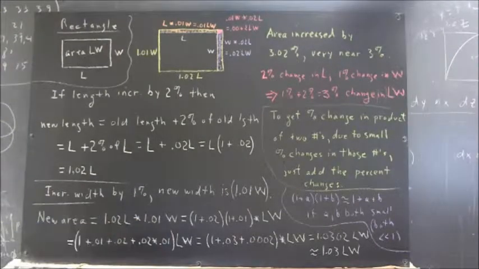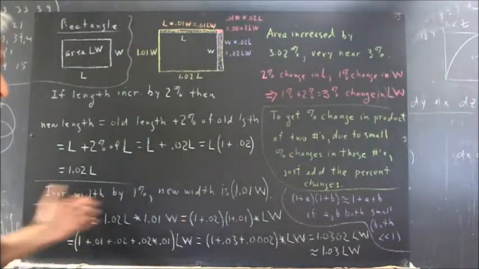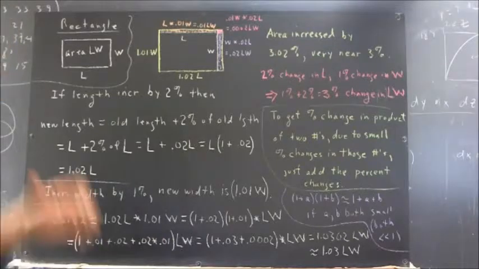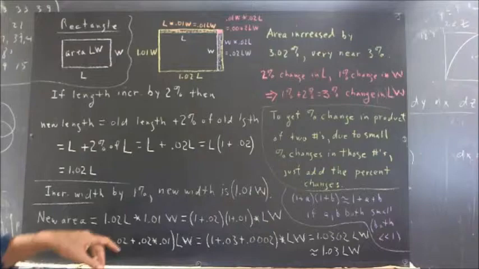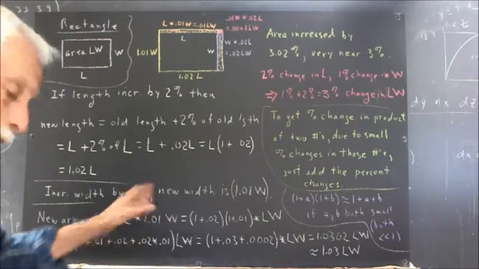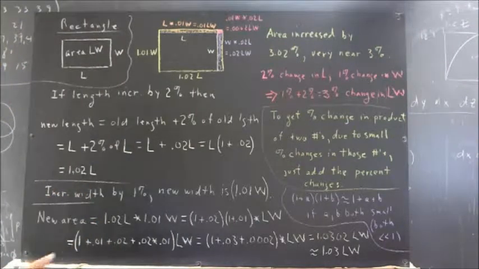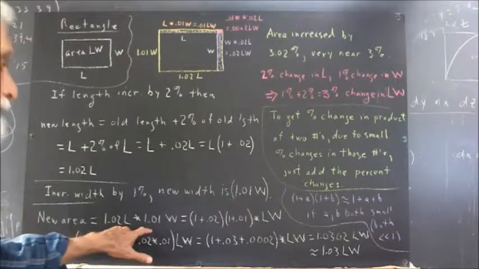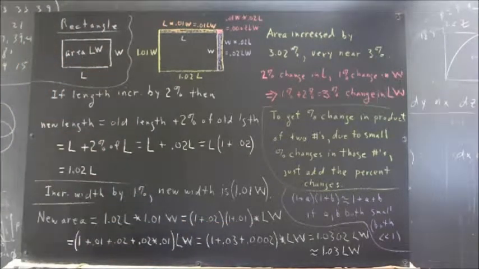Now you could put that into a calculator and get 1.0302 LW directly. Why would we go to the trouble of expanding this? Because it teaches us something, and you don't teach yourself anything by using a calculator. Naturally, if it was 1.027835 and 1.015863, it would be appropriate to use your calculator if you needed a precise result. But here, it's not appropriate for understanding what happens to this area and the percent change in the area.